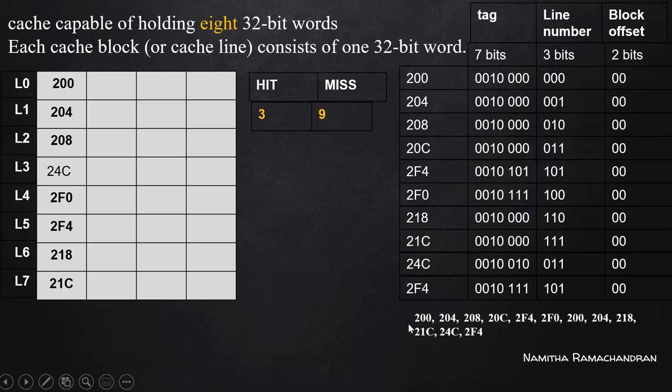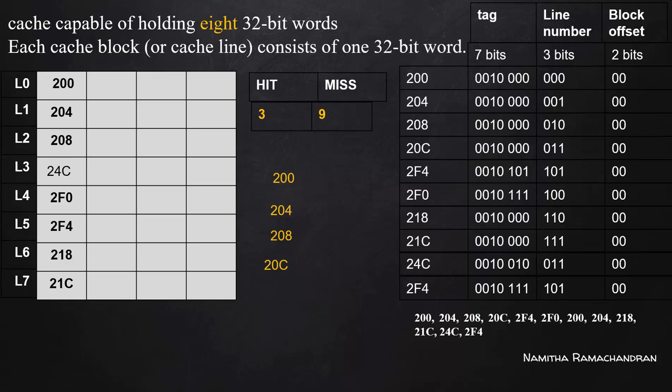That means we need to start the second pass now using the same sequence of address information which is given in the question. First it is 200, which is directly present here, so this is a cache hit. Again 204 is present directly in the cache, so again a cache hit. 208 present here, again cache hit. Next is 20C. Is 20C available here? No. So this is the case of cache miss.